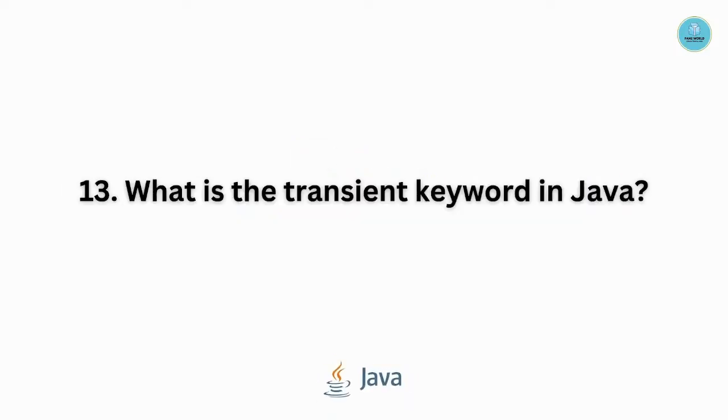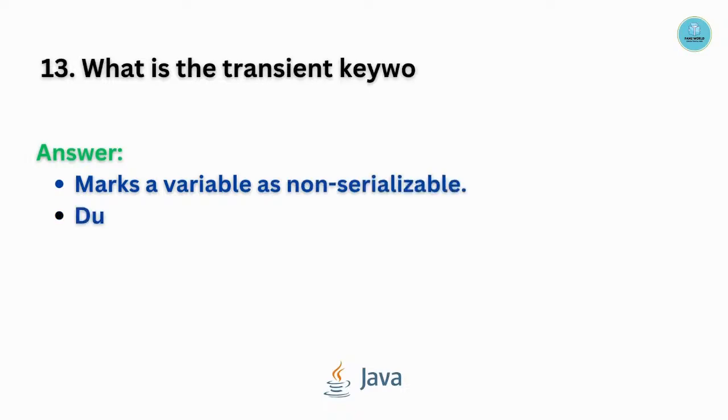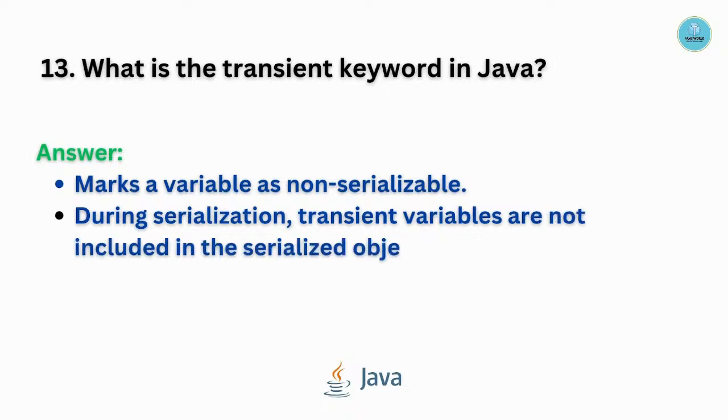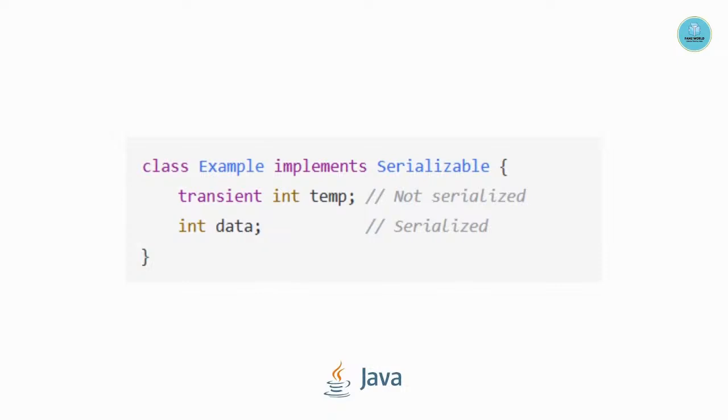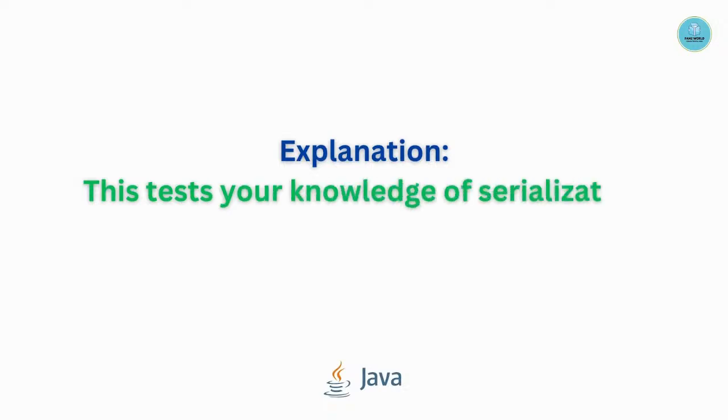Question number 13. What is the transient keyword in Java? It marks a variable as non-serializable. During serialization, transient variables are not included in the serialized objects. Example is as follows. This tests your knowledge of serialization and data handling in Java.